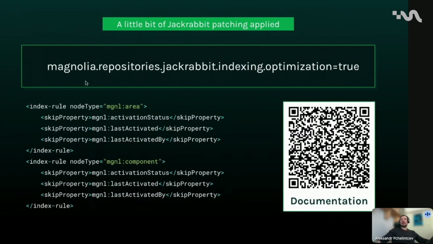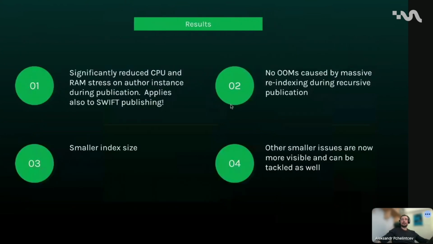It's still an experimental feature, so we're carefully observing the consequences of this step. But it's possible to enable this with the feature flag that you see on the screen. And there's a link to documentation which describes in a bit more detail how it's done.